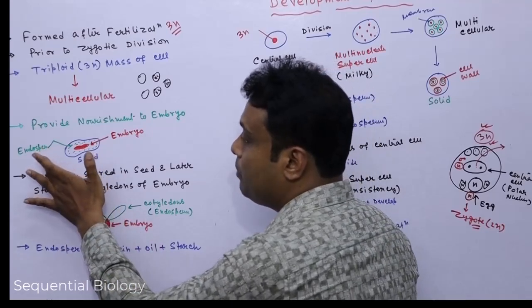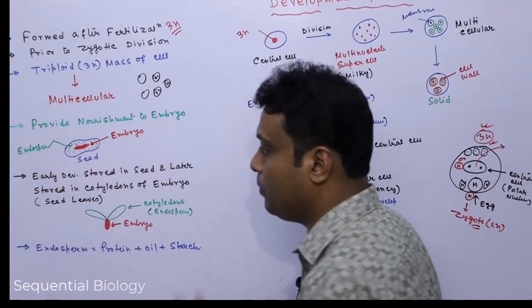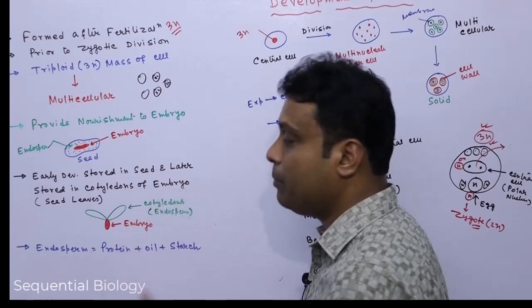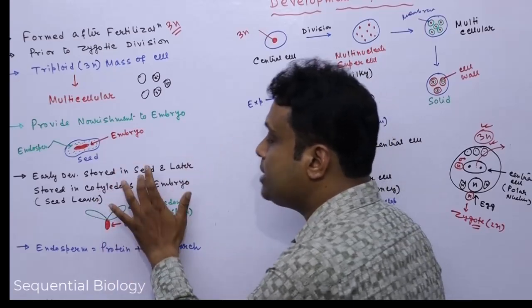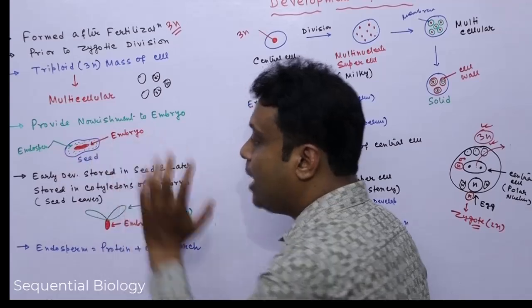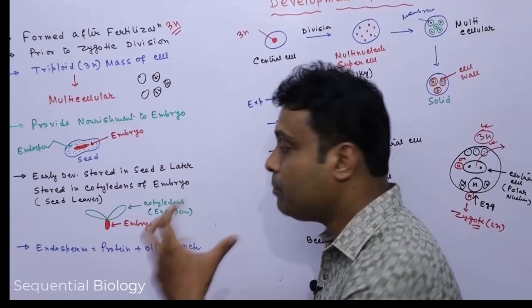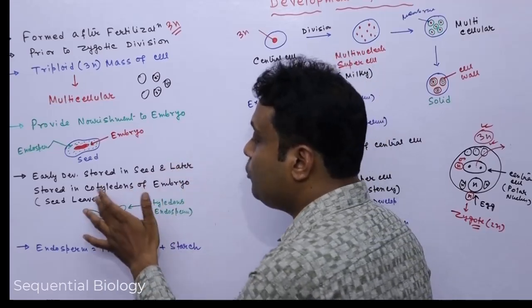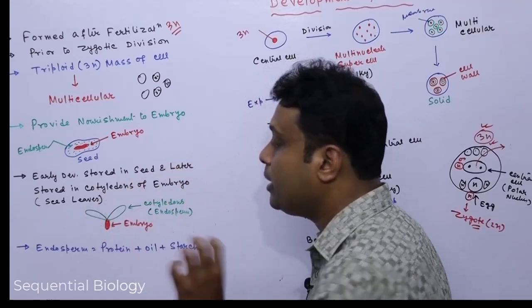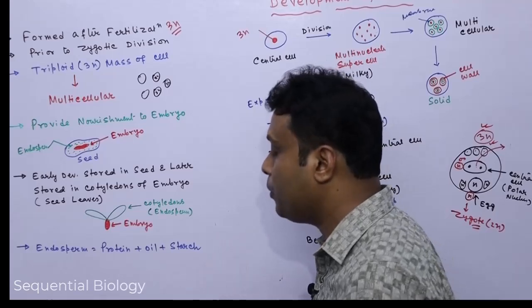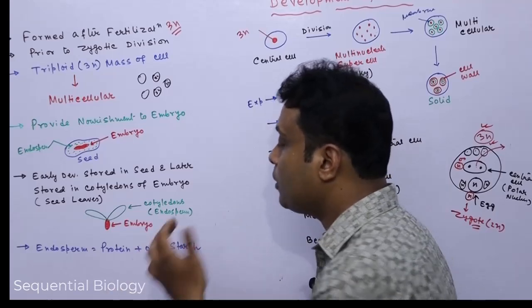This endosperm provides nourishment to the embryo, right? So in early development the endosperm is stored in the seed, but later when development proceeds further, the endosperm is stored in the cotyledons. Cotyledons are the first leaves of an embryo, and during development the cotyledons are formed.